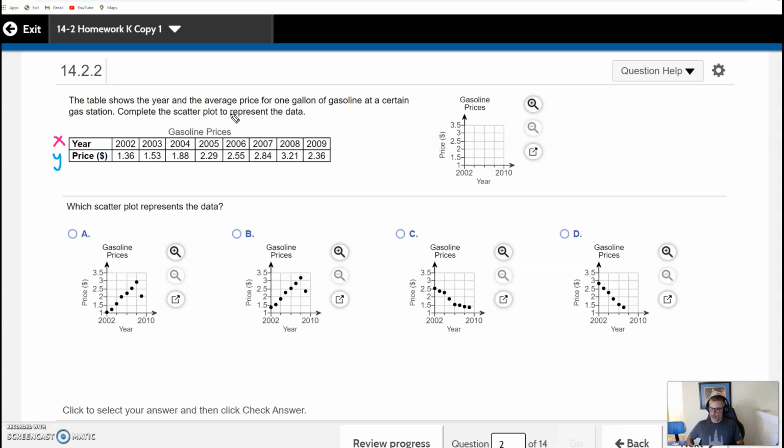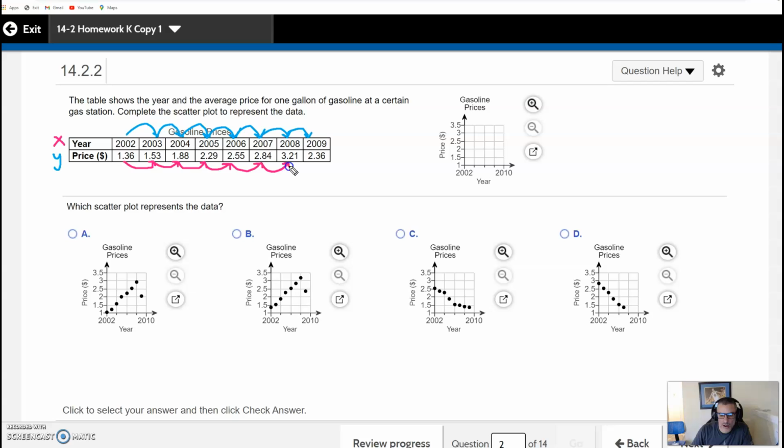All right, I talked a lot last week about trends and how scatter plots help us identify trends. Look at this graph here. We're moving forward in time, right? Every time we move to the right, we're moving forward a year. And in general, due to inflation, things get more expensive, year after year after year. Well, look what's happening to the price of gasoline. It's going up, right? In 2002, it was $1.36, and then a year later, $1.53, and a year later, $1.88, and it continuously just keeps going up.